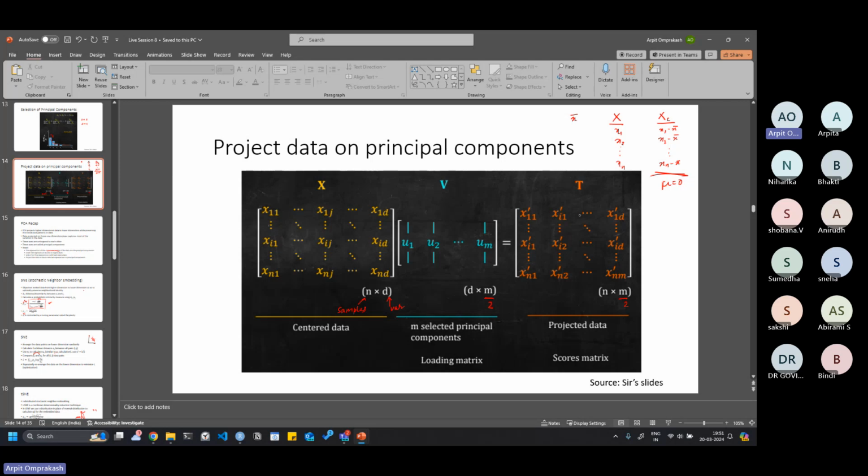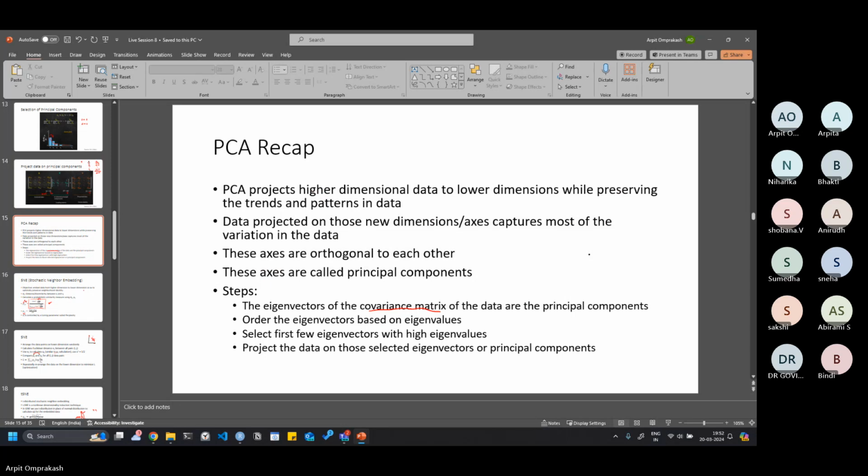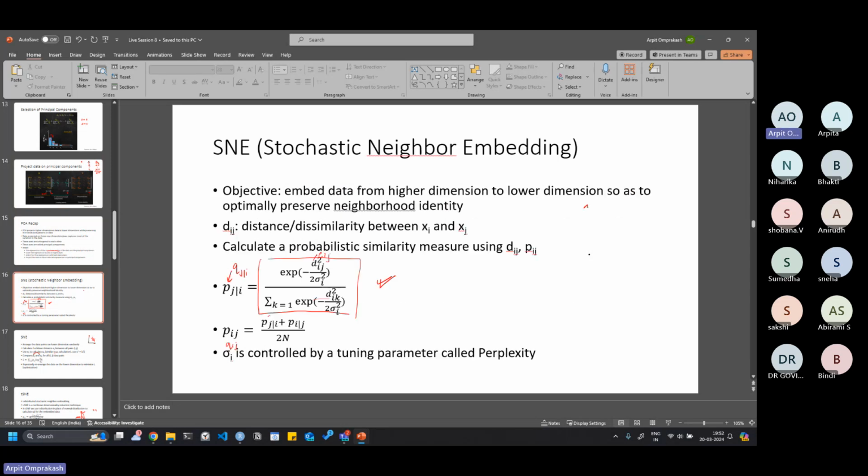Okay. And T is basically the projected data, the data in the reduced dimensions, which now has the dimensions n cross m, where n is the number of samples and m is the number of dimensions we want it to be. This is again called the scores matrix. Right. So this is basically a recap of PCA.